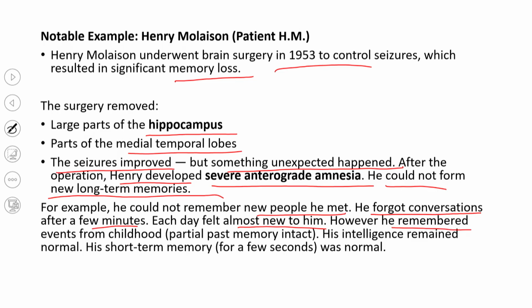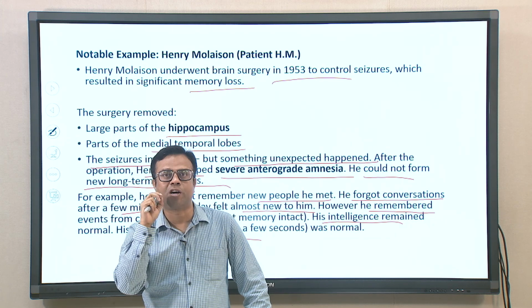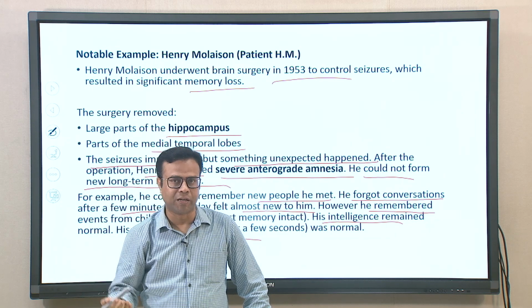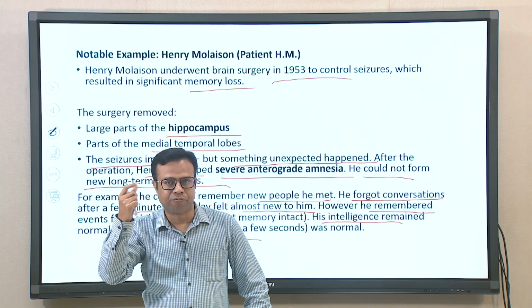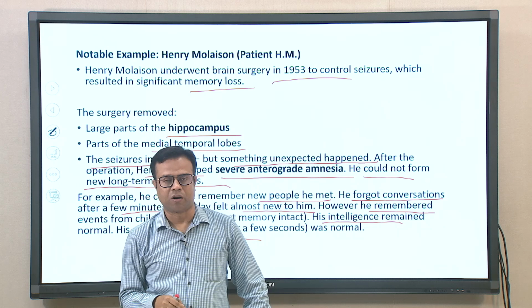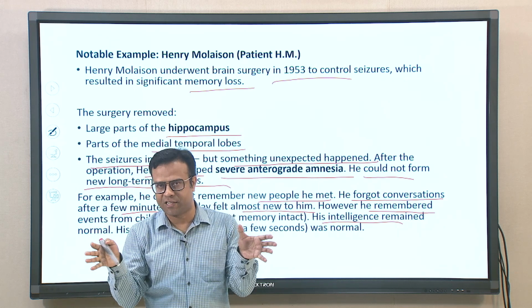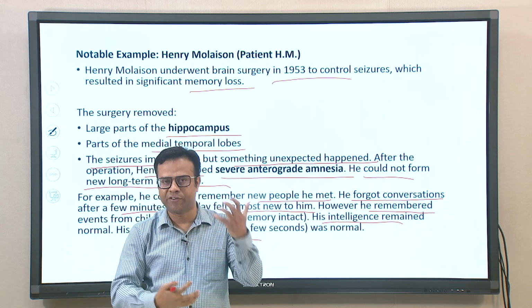However, he remembered events from childhood, his intelligence remained normal, his short term memory was also normal. So, whatever memories were already there, they were there, but he could not form any further new memories. So, this is a classic case of how certain parts of the brain are responsible for memory. That led to many insights in how the brain is related to memory functions and so on. So, this is a classic case study and how it led to so much rich information.